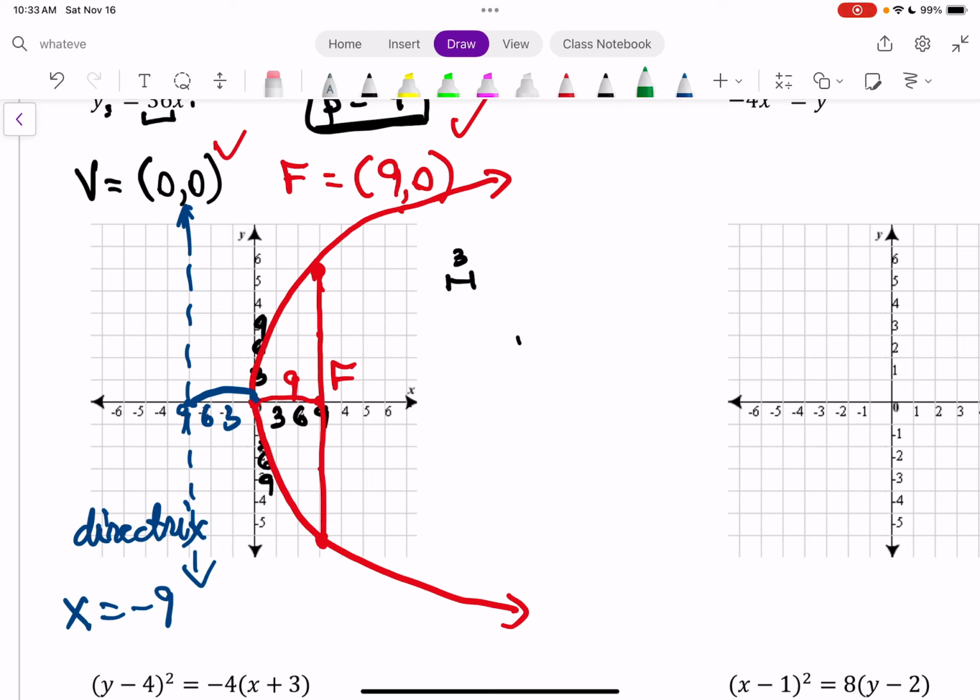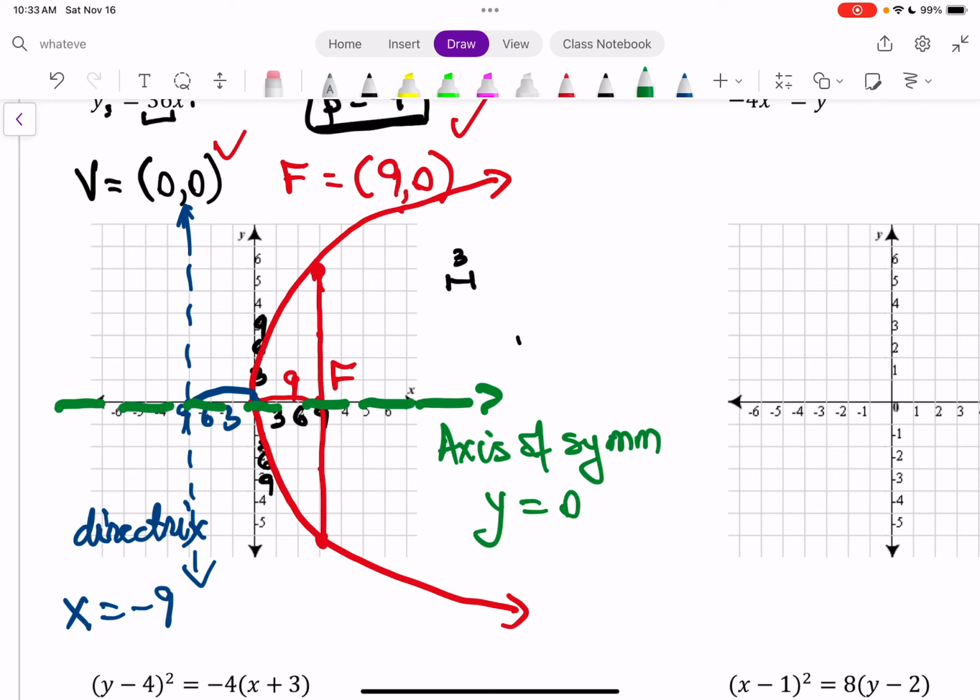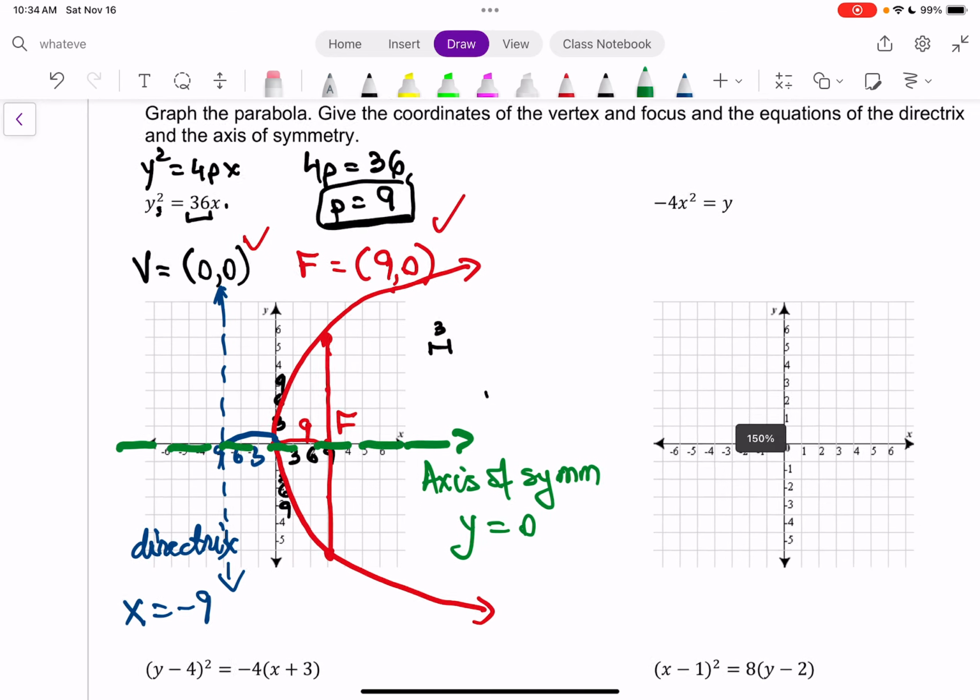The axis of symmetry is the line that goes halfway through the parabola, and as you see, the axis of symmetry is, by the way, the x-axis, which, being a horizontal line, has equation y equals 0. So once we have that picture, it's really easy to read the features of this parabola.